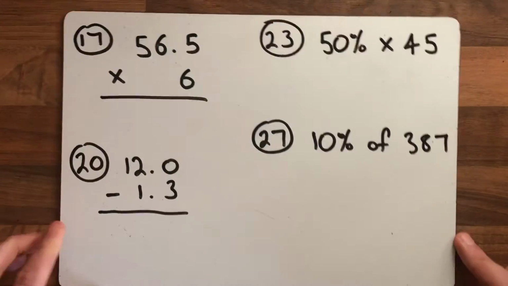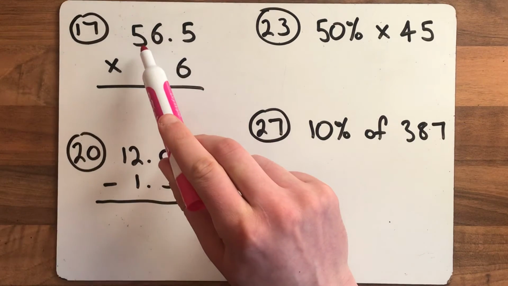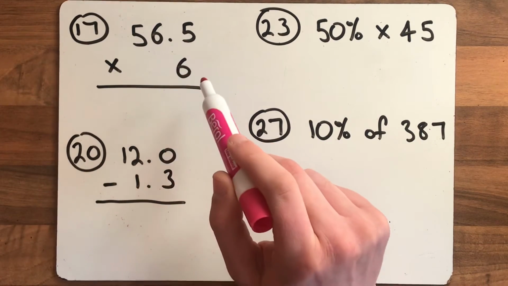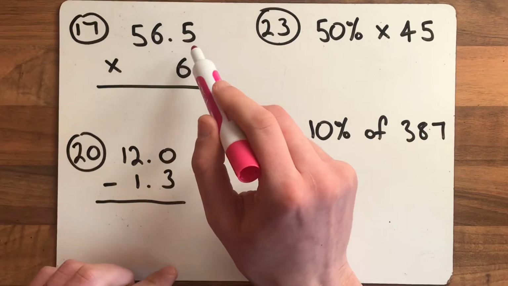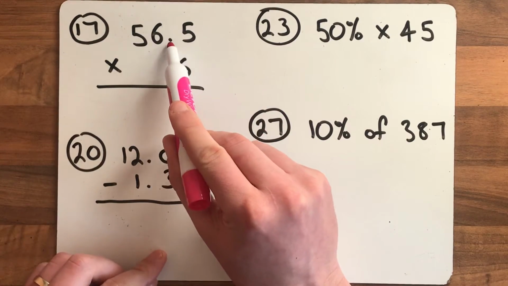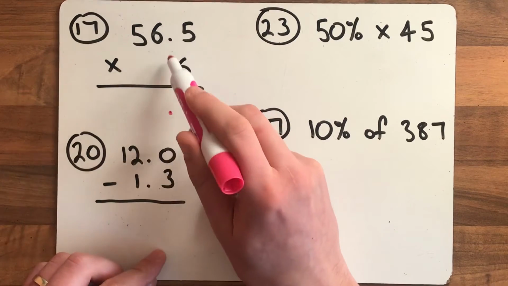Right, a few more questions I'd like us to have a look at. So number 17 was 56.5 times by 6. Now I've written it out in the formal column method. Now the important thing is this decimal place, remembering that the decimal place has to be lined up.